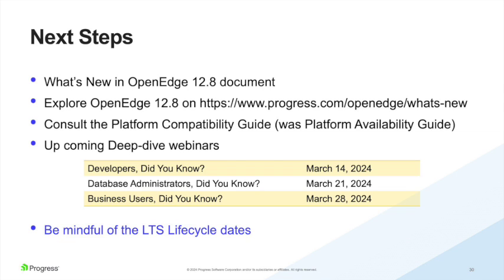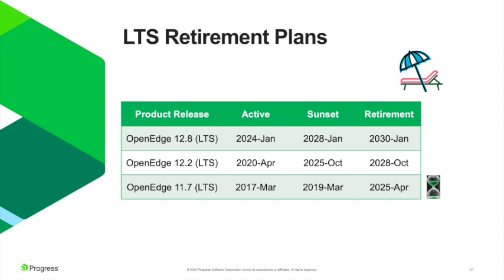Finally, under the next steps, I want to emphasize that you need to continue to be mindful of the LTS lifecycle dates, which I happen to have right here. These are the retirement plans for the current releases that are long-term support releases. You'll see OpenEdge 12.8 has been inserted at the top of the chart. That retirement is out to the next decade, 2030. The one I want to call your attention to is OpenEdge 11.7. That retirement is scheduled for April 2025, which at this point in time is about 14 months away.